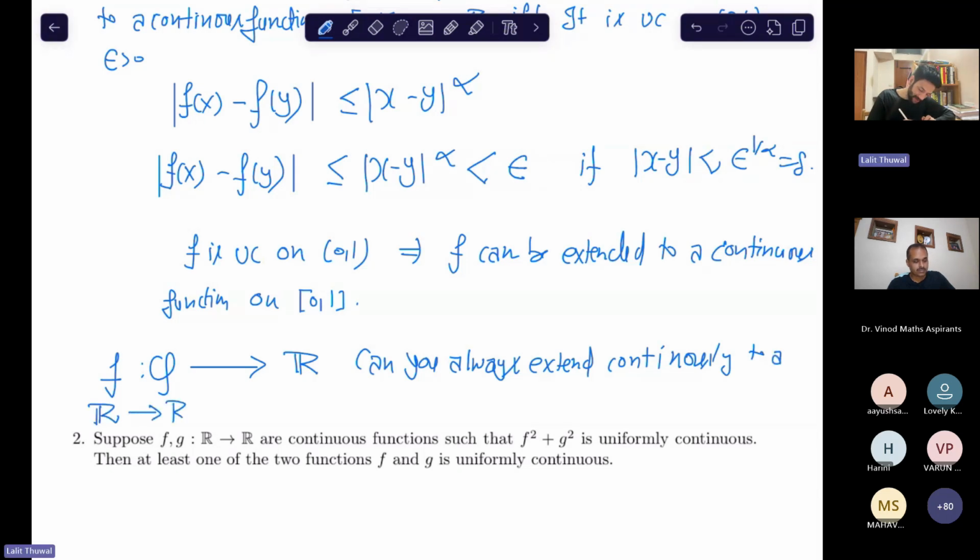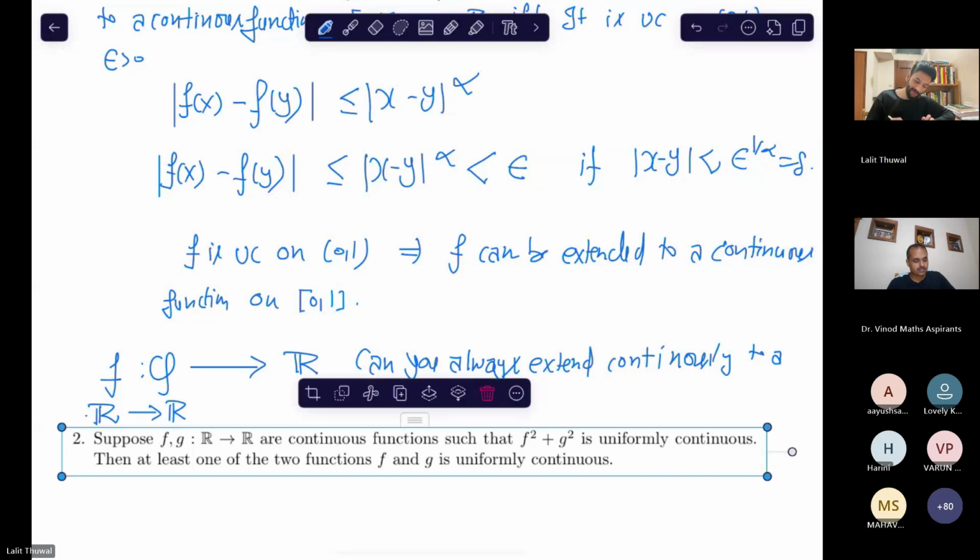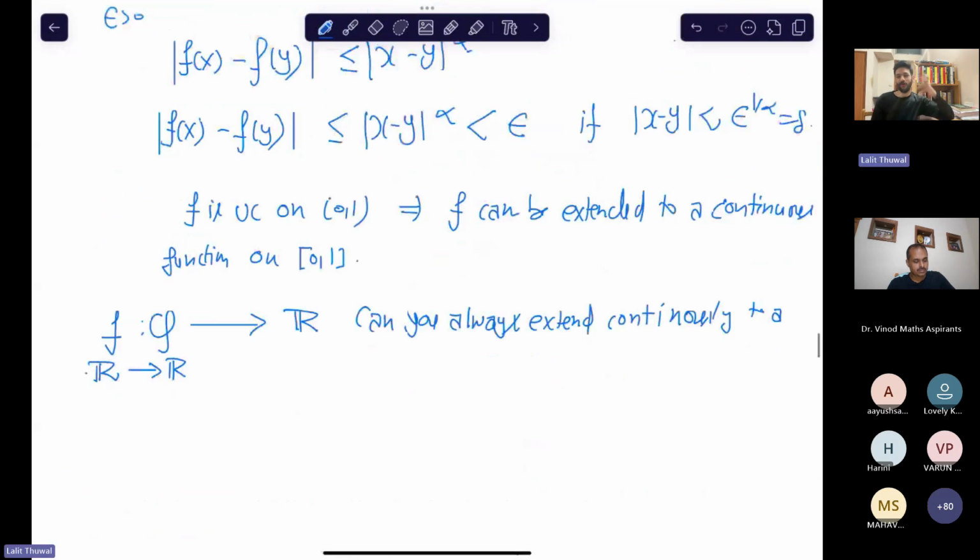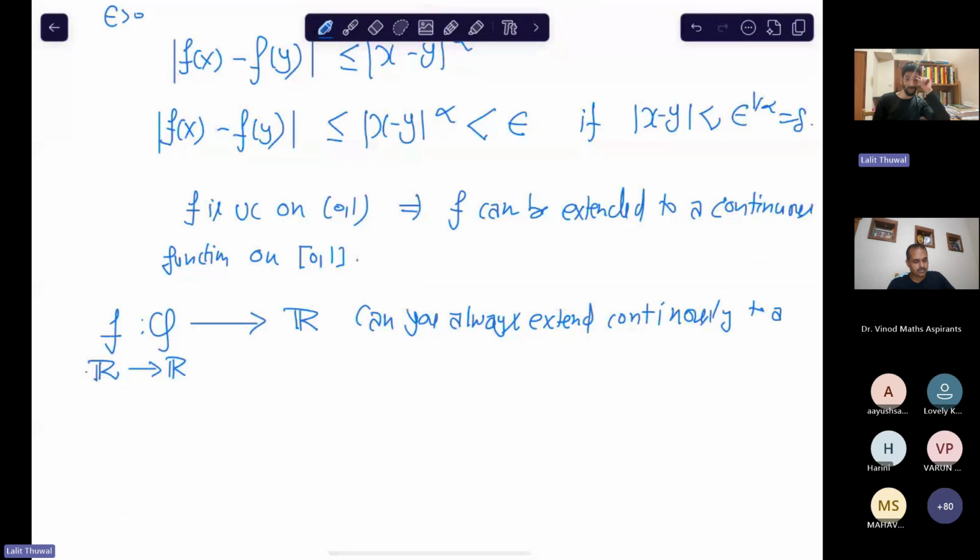So what is your answer? Can you extend it? Suppose you have a given function which is continuous on Q. Can you always extend that function to R? Raise your hand if you know the answer.